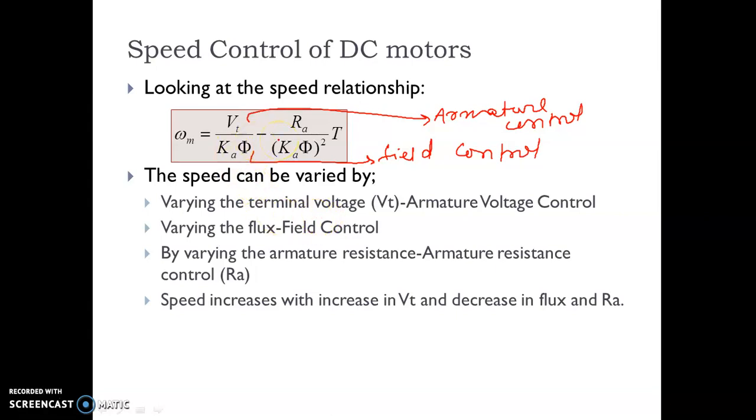This is also a very important part of speed control. By varying the flux we can control the speed. By varying the armature voltage we can also control the speed. In one case the speed above the rated speed is obtained, and in the other case the speed below rated speed is obtained. That we have to study in the coming video. I will discuss this thing.